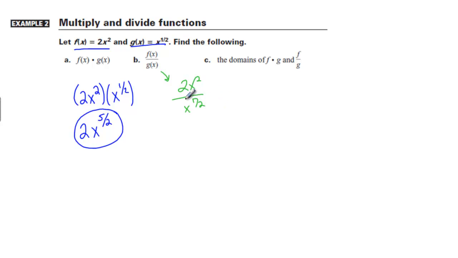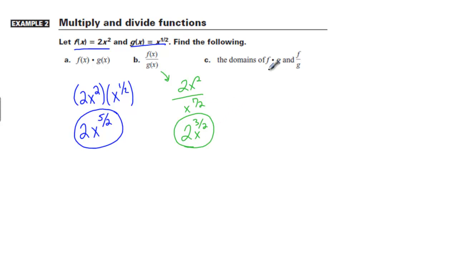And again, the 2 is just kind of hanging out. And then when we have division, what we do is we subtract those exponents. 2 minus 1/2 is 1.5, which as an improper fraction is 3/2. So I get 2x to the 3/2 power, and that's as simplified as I can go.